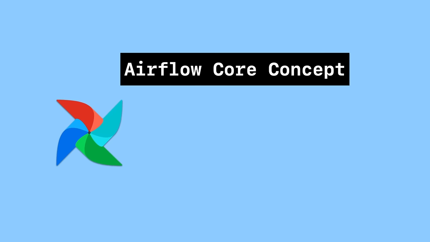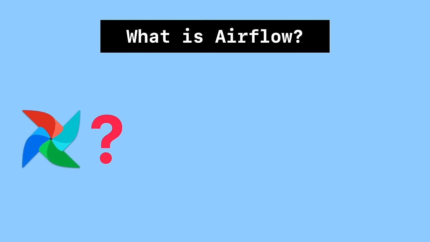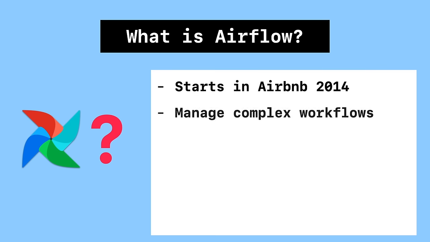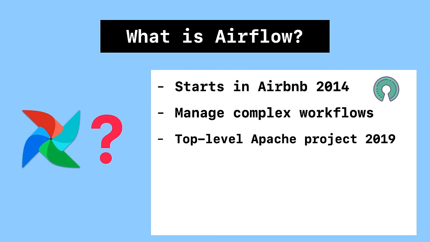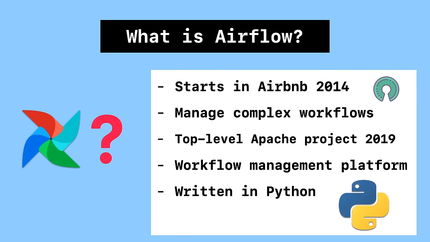To better understand the core concept, let's recap what Airflow is, where and how does it come from. Airflow starts as Airbnb's internal tool to manage increasingly complex workflows in 2014. From the beginning, the project was made open source, becoming an Apache incubator project in March 2016 and a top-level Apache Software Foundation project in January 2019. Airflow is one of the most popular workflow management platforms, and it is written in Python.